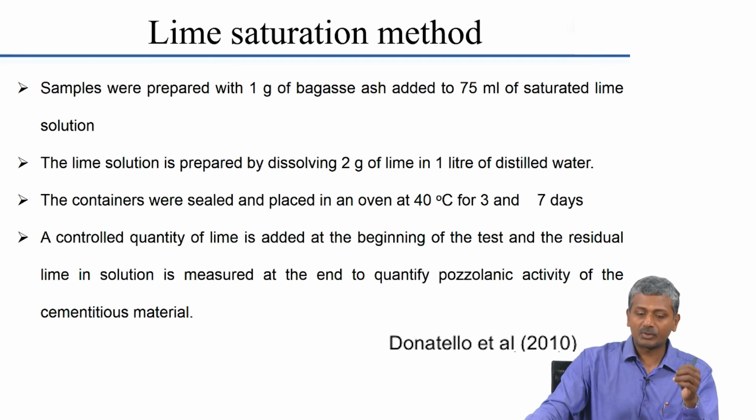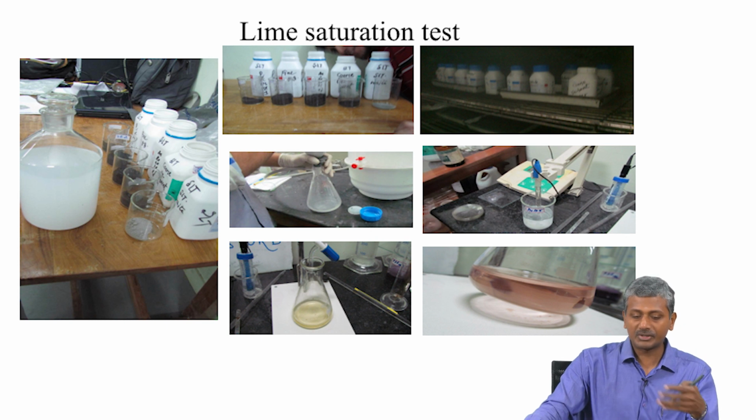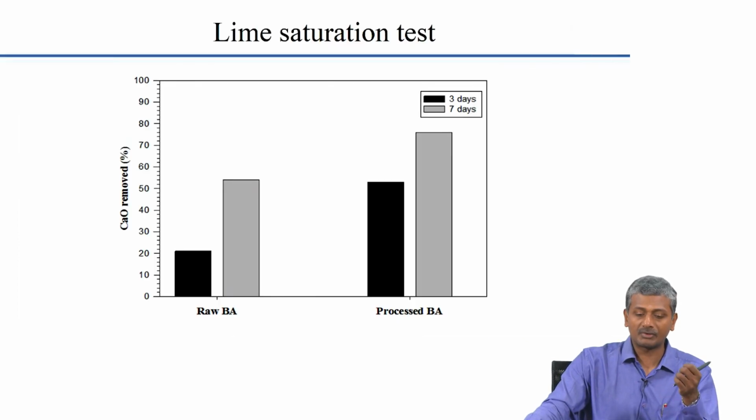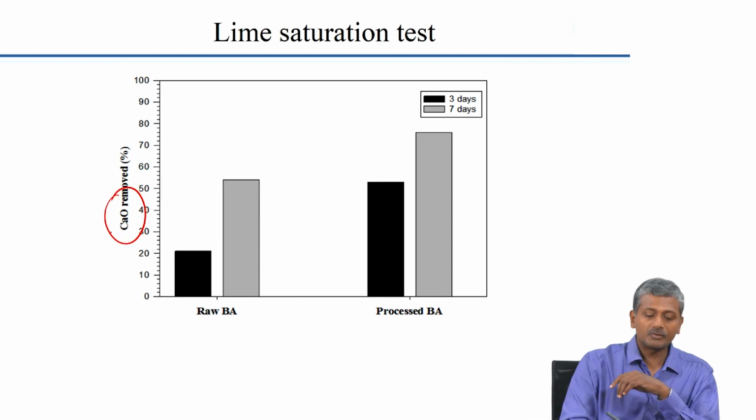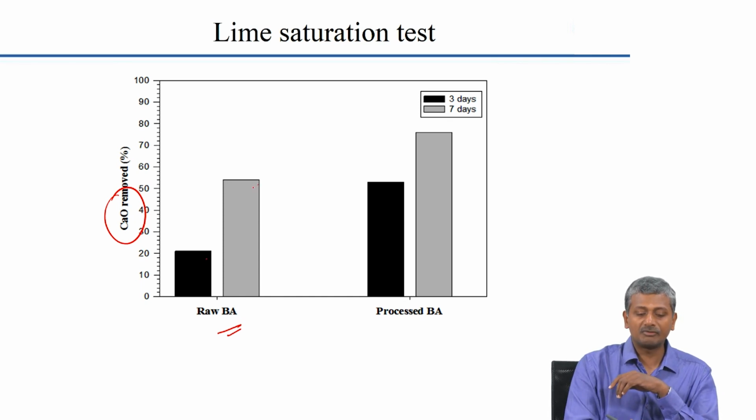So, that is essentially what is happening in the lime saturation test. Once again, there is a chemical assessment done to determine the extent of lime remaining in solution after you keep the pozzolanic material inside the lime solution for a certain period of time. Based on this, the lime removed by raw bagasse ash at 3 days is only about 20%, and at 7 days it is about 53-54%.